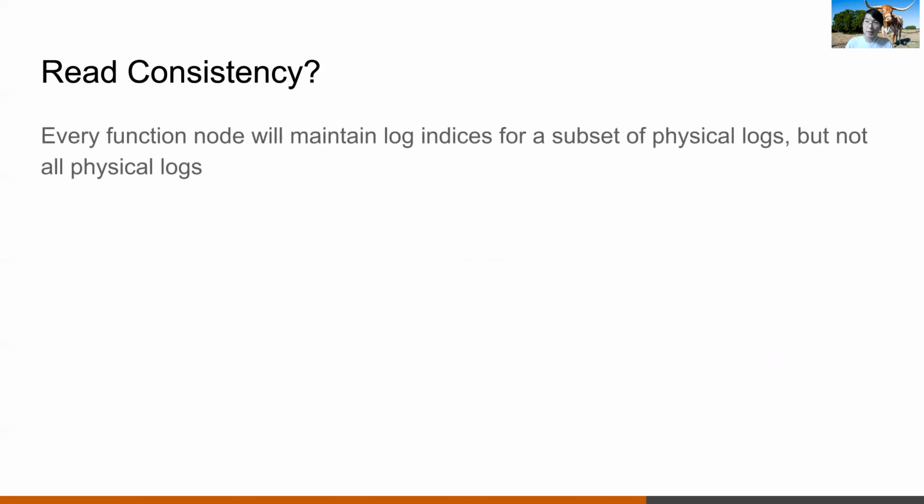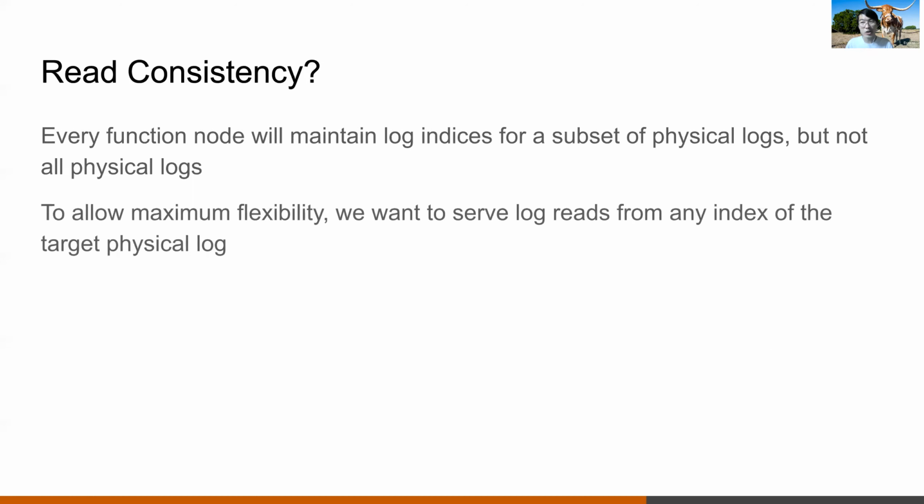So in Boki, we have multiple physical logs, and for each of the function nodes, its logbook engine will only maintain log indexes for a subset of physical logs instead of all physical logs. On the other hand, a physical log will have many logbook engines maintaining its index for read scalability. So in this case, for a logbook read, the local log index may not be able to serve these reads, and it has to use the index from other logbook engines on other function nodes. To allow maximum flexibility, we want a log read to be served by any index of the target physical log.